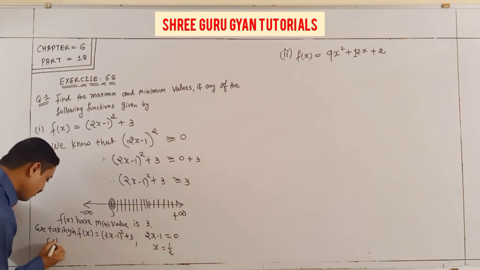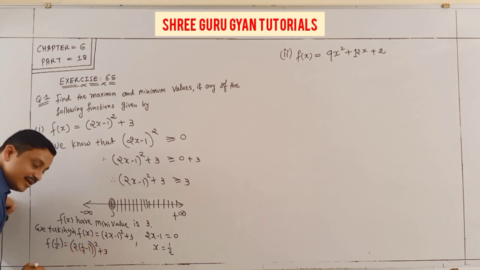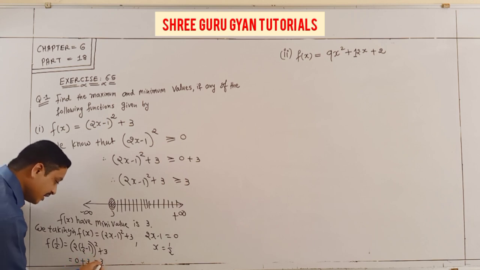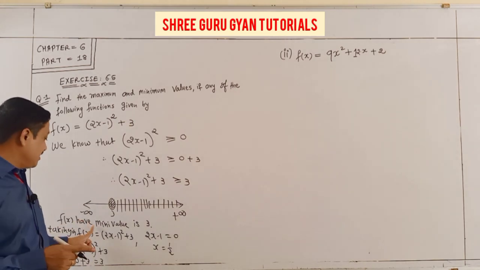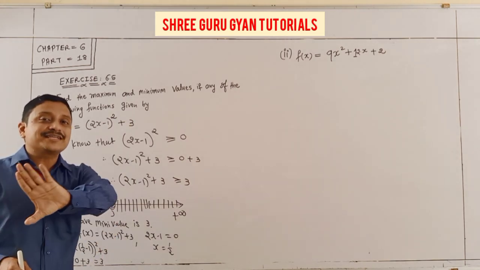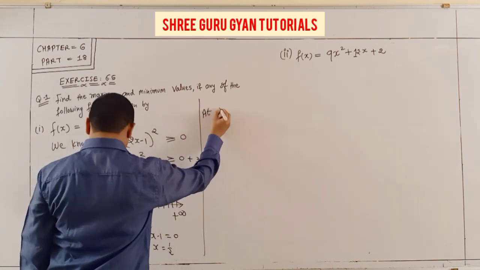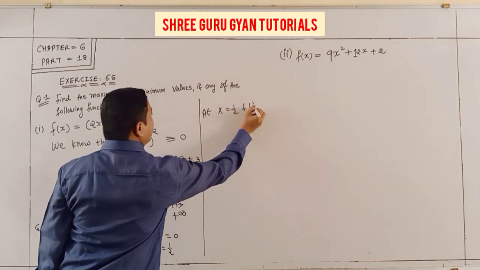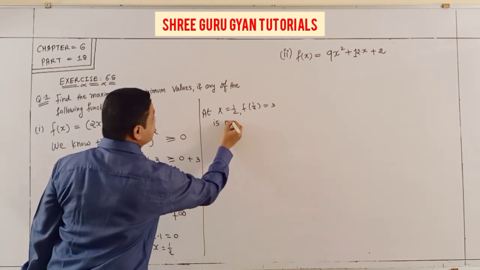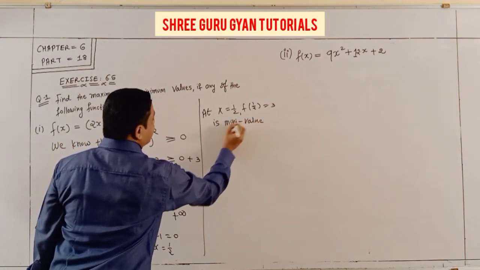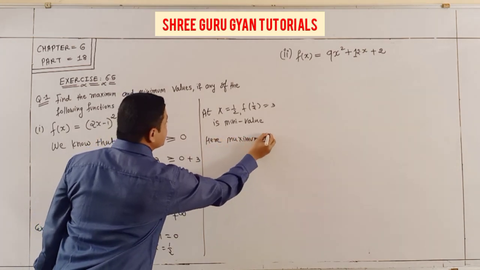So students, f of half is (2 times half minus 1) square plus 3. It is 0 plus 3. It means f of half, at the place of half, is 3, your minimum value. Your maximum value does not exist. So my answer: at x equal to half, f of half is equal to 3, which is the minimum value. Here the maximum value does not exist.